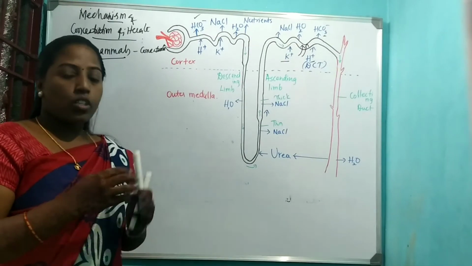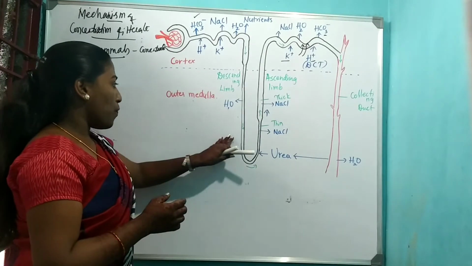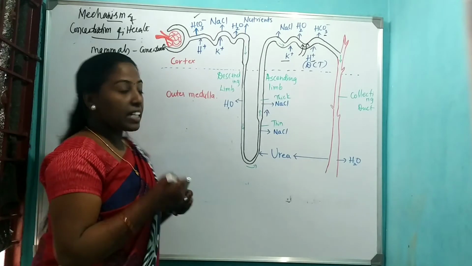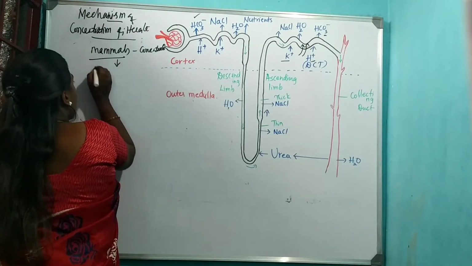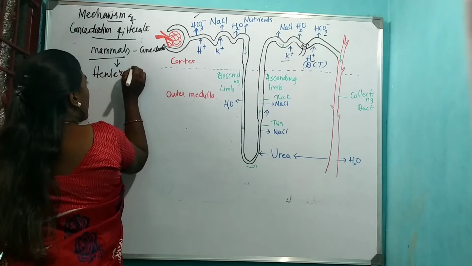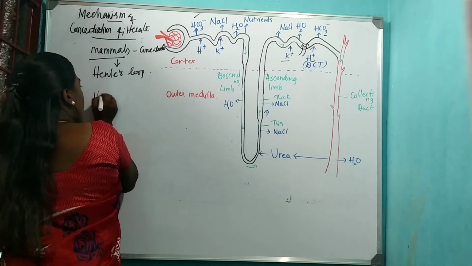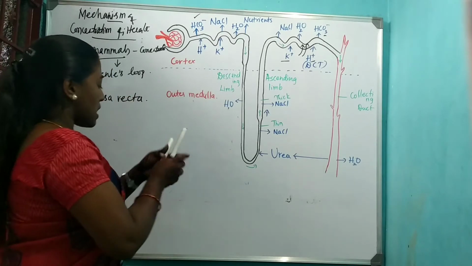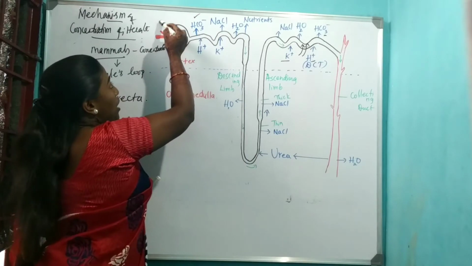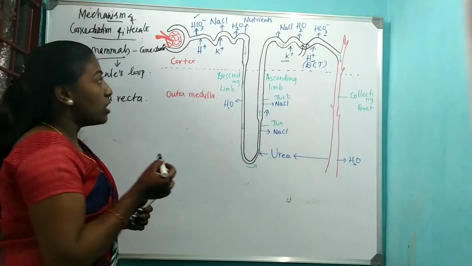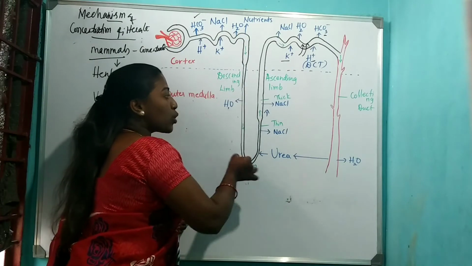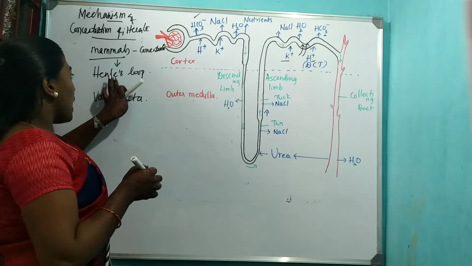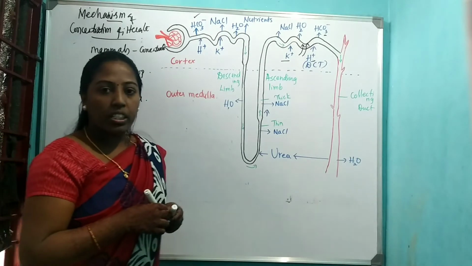Here the role of Henle's loop is very important, and I have also mentioned the vasa recta. So the mechanism we are going to study is the role of Henle's loop as well as the vasa recta. What is the vasa recta? We have already discussed that. The efferent arteriole emerging from the glomerulus, which runs parallel to Henle's loop, we call the vasa recta. So Henle's loop and vasa recta play a very important role.